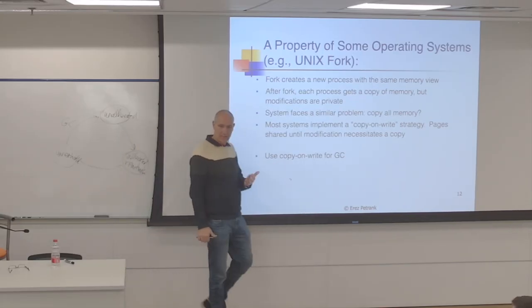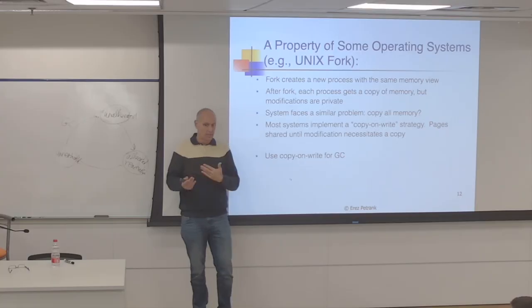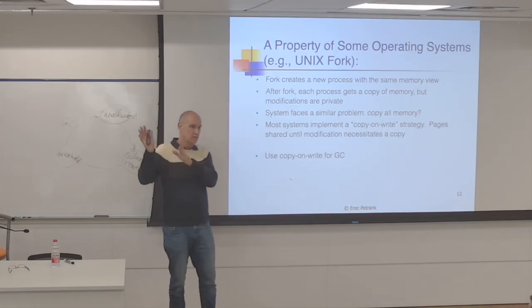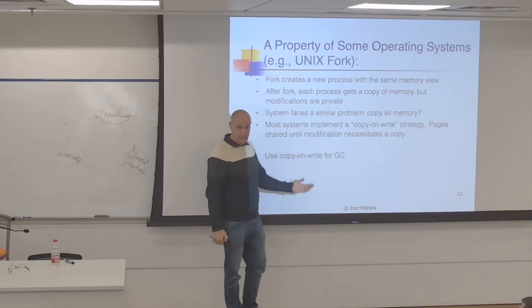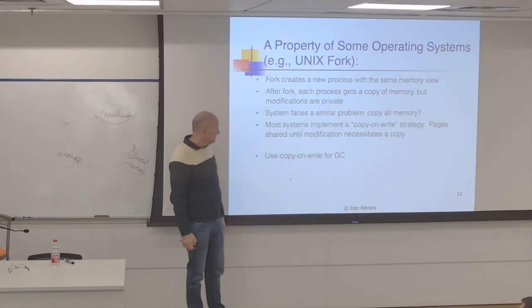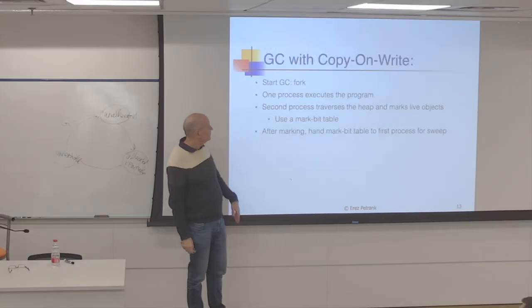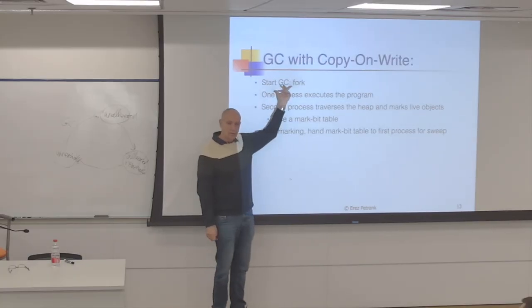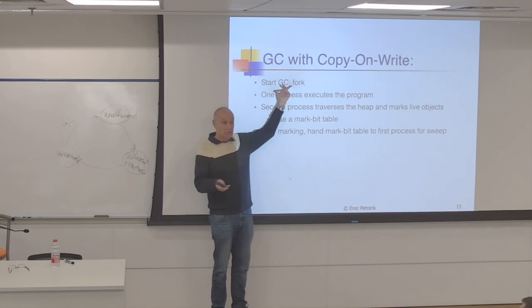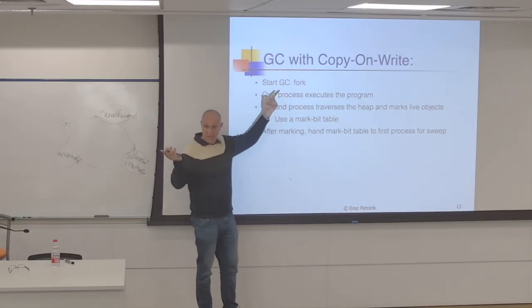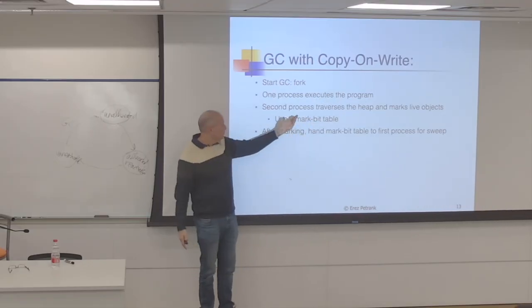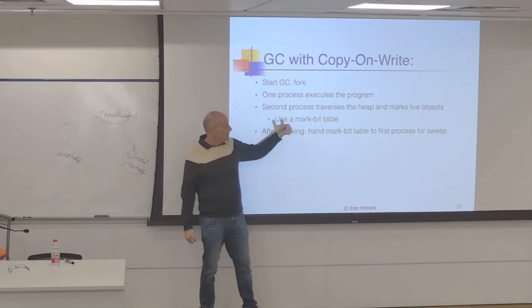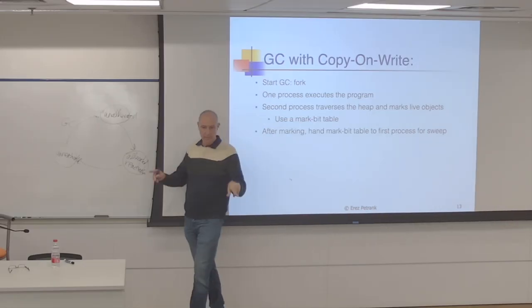This is something that the system really uses as a normal execution. It's not something that's used for debugging or for problems. It's really part of running your program. So this is done efficiently, and you can use it for garbage collection. The way you do it, when you want to start a garbage collection cycle, you just fork. Then you have two processes. One of them executes the program as normally, as usual, and the other one is going to do the traversal of the heap.